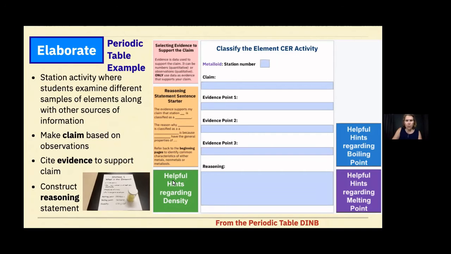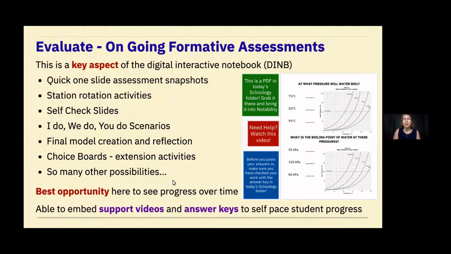And then what's next? We have the evaluate, and the evaluate piece is the biggest piece out there, right? A lot of these were just former tasks that I would have done in class, and probably still will do in class, that I had created, and they're on 8.5 by 11 pieces of paper. So it was really simple to take a screenshot of these and just insert them into the notebooks.